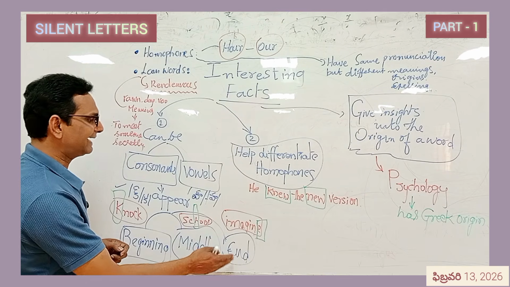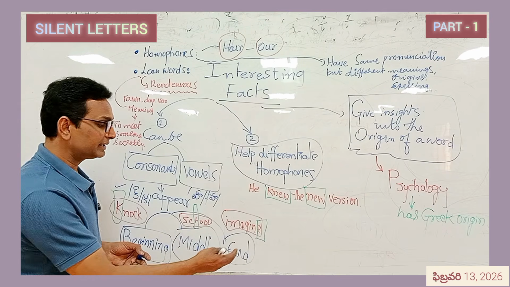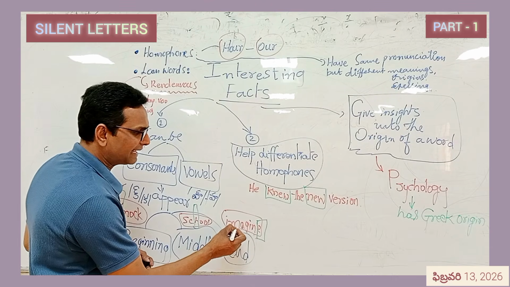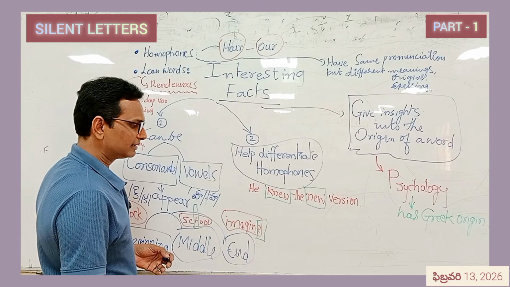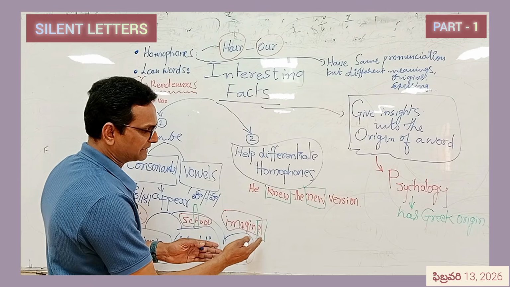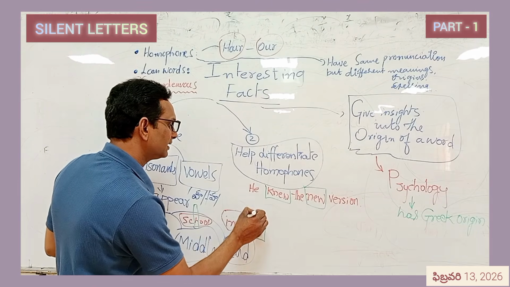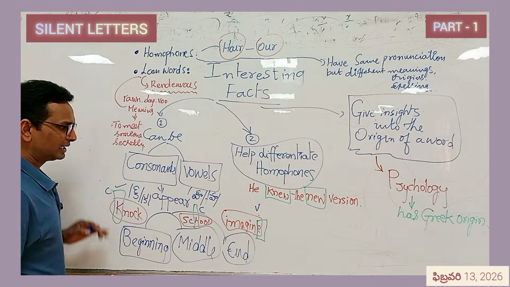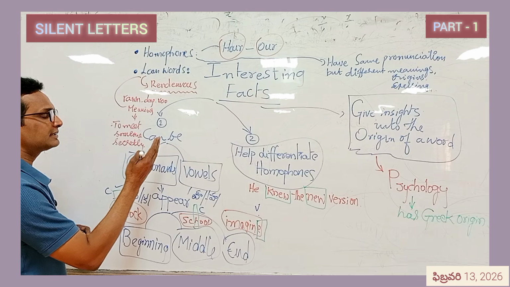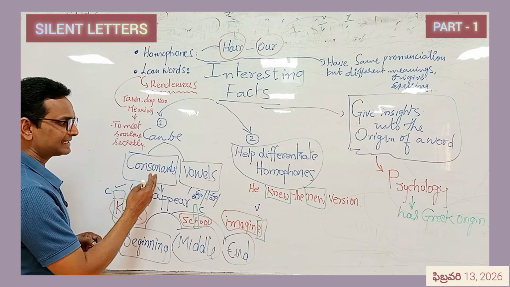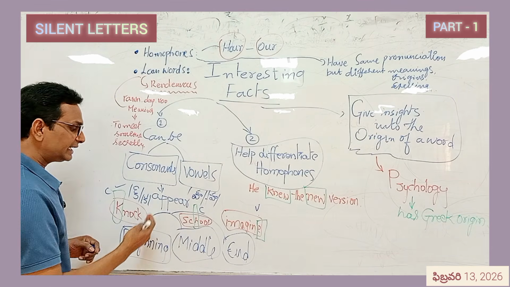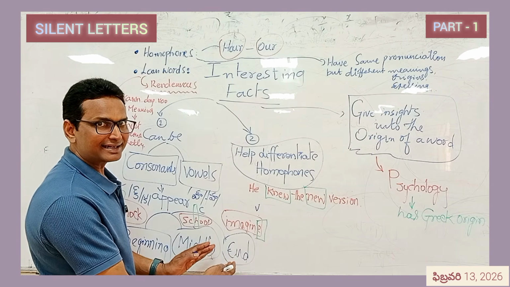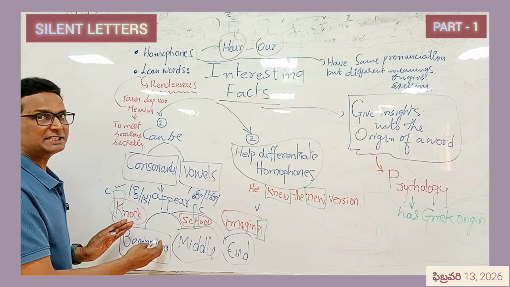And the third one. Silent letter can also appear sometimes at the end of a word. For instance, imagine. In this word, E is present but it's not pronounced. So it is a vowel sound. This is a consonant sound. This is a consonant sound. CCV. So silent letters can be both consonants as well as vowels. They can appear in the beginning, in the middle, as well as at the end. This is the first interesting fact.